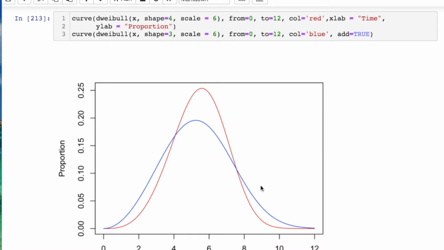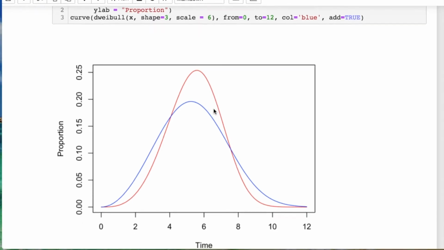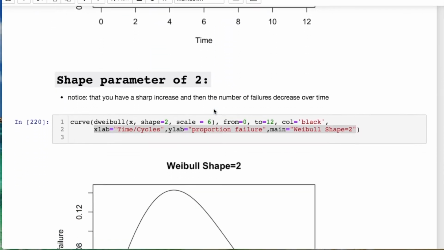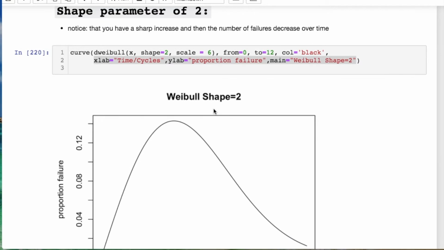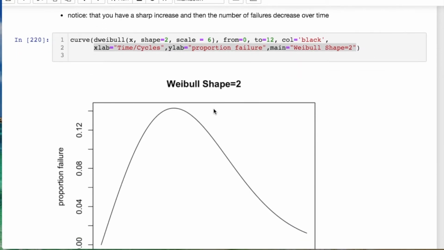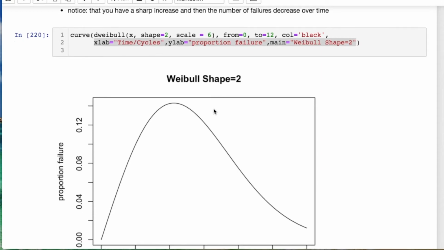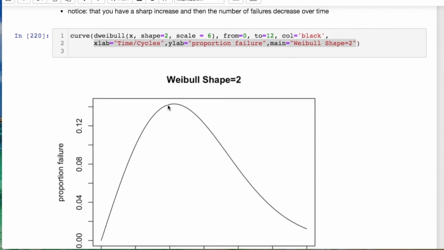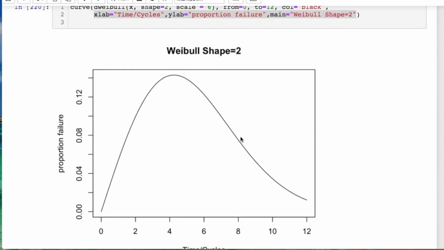It's becoming more normal, but you'll notice that it's becoming more prone to failures at the end of its life. So take that into consideration. The next thing that we're going to look at is, let's say the shape was 2. So you see this skewed data going to the right, and you have to understand that the interpretation is saying that you have a sharp increase in the number of failures, and then over time it decreases.